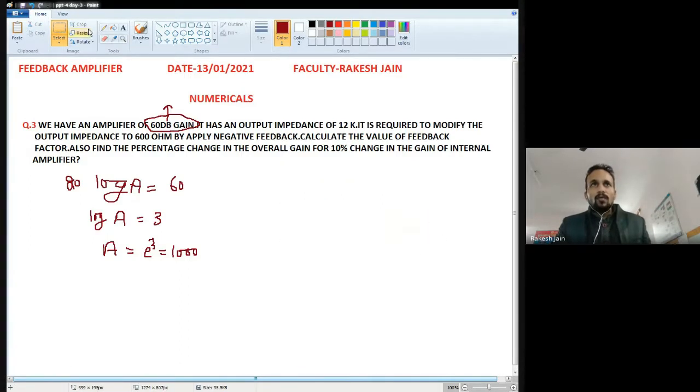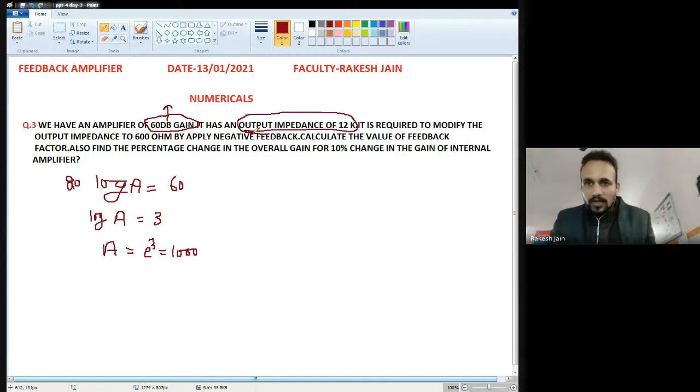Okay, now what is written? It has an output impedance of 12k, meaning 12 kilo ohm. So output impedance is given as 12 kilo ohm, but till now no negative feedback word is written. It means it is the output impedance without feedback, so it is denoted as Z0. That is output impedance without feedback, given as 12 kilo ohm. It means 12,000 ohm, so I just write down 12,000.